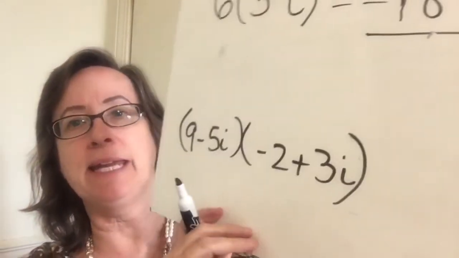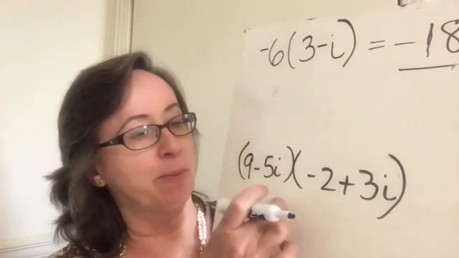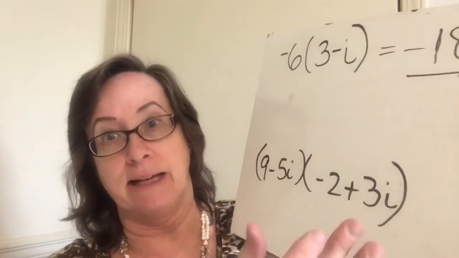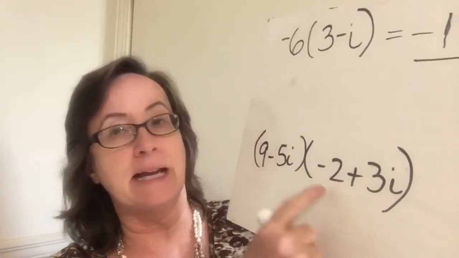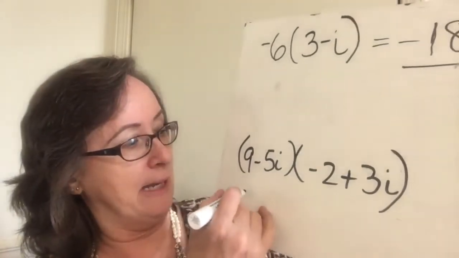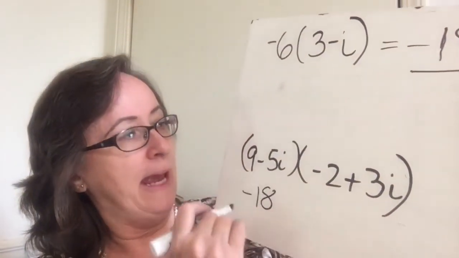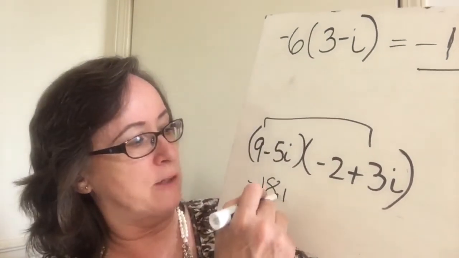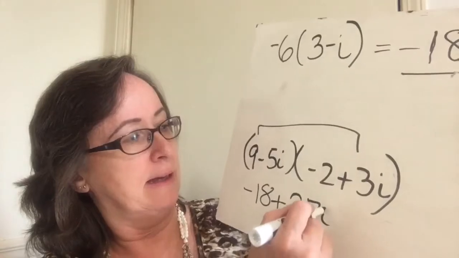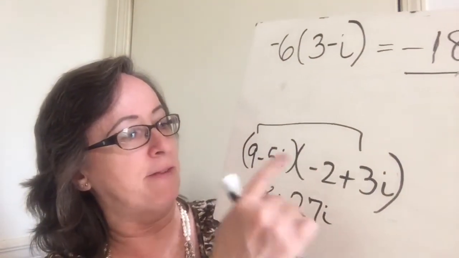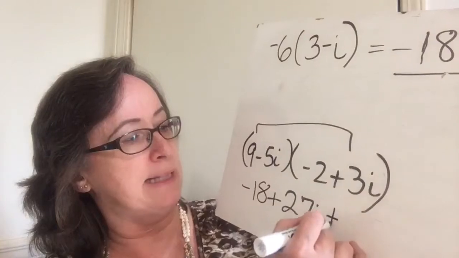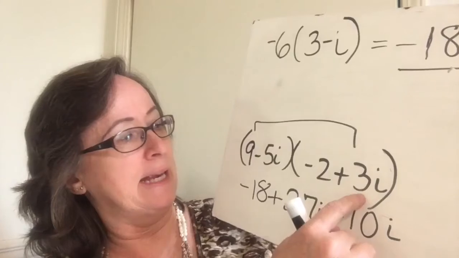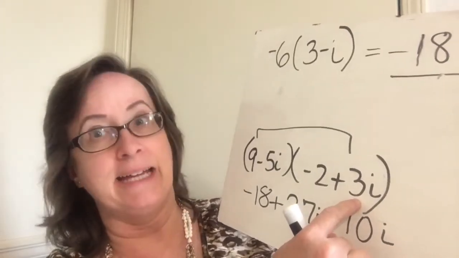Okay. Now down here we have a FOIL because we have a binomial times a binomial. And we're going to do first, outside, inside, last. So 9 times a -2 is a -18. And outside is going to give me a 9 times a 3i, which will be a 27i. And the insides will be a -5i times a -2, which will be a +10i. And the last will be a -15i squared.